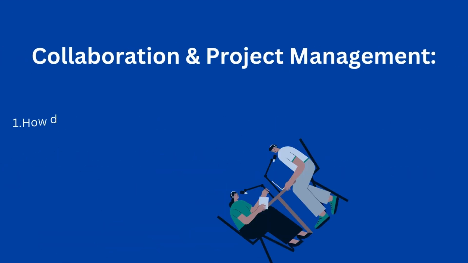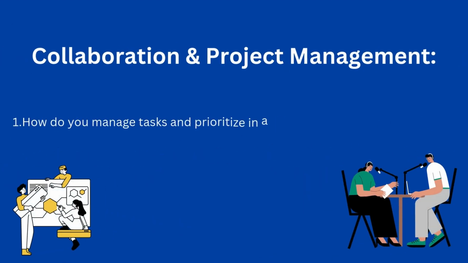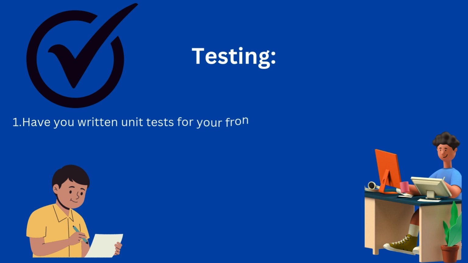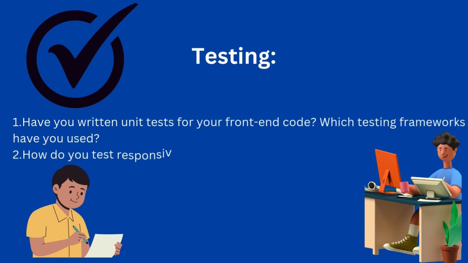Collaboration and project management. 1. How do you manage tasks and prioritize in a project with tight deadlines? 2. How do you ensure effective communication with designers and backend developers? Testing. 1. Have you written unit tests for your front-end code? Which testing frameworks have you used? 2. How do you test responsiveness on different screen sizes?